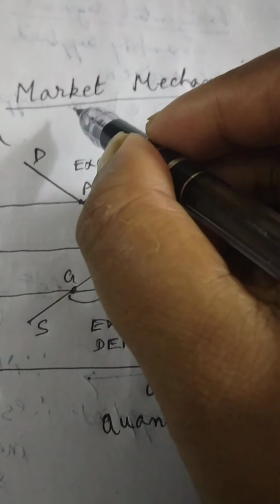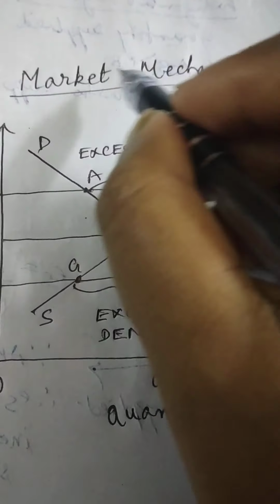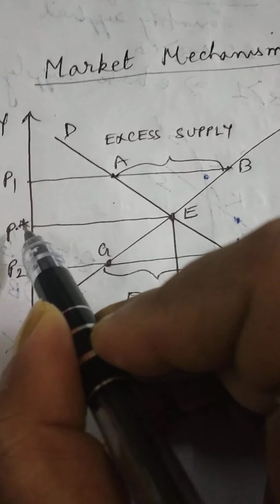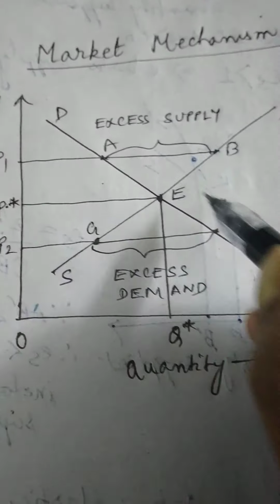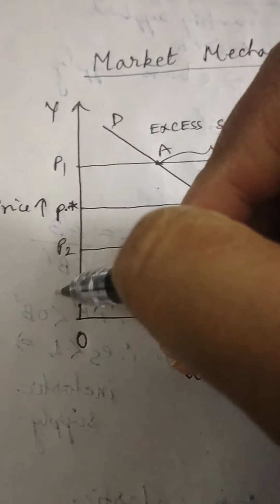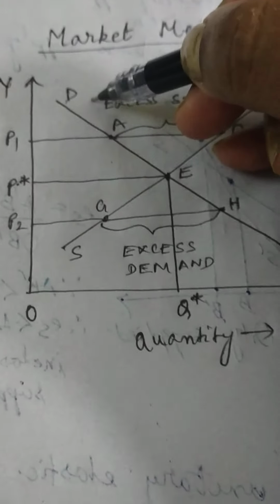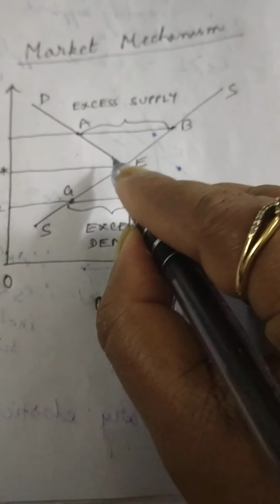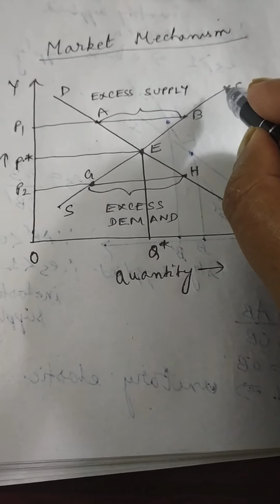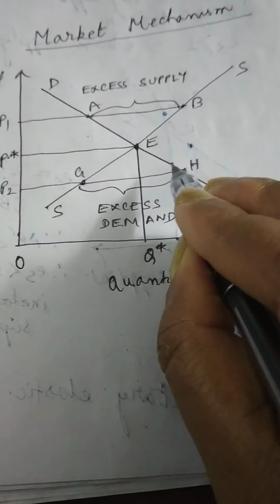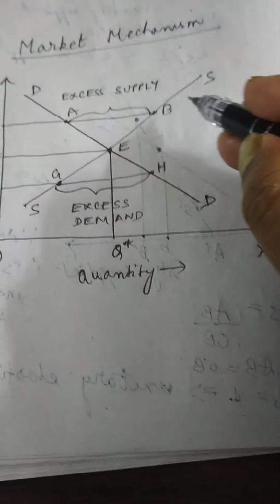Okay, children, so let me now explain the market mechanism. That means how the equilibrium price is determined by the free forces of demand and supply. Now see in this diagram, in the x-axis I have plotted quantity, in the y-axis I have plotted price. DD is the downward sloping demand curve, SS is the upward rising supply curve. Now equilibrium is the situation where quantity demanded is equal to quantity supplied.